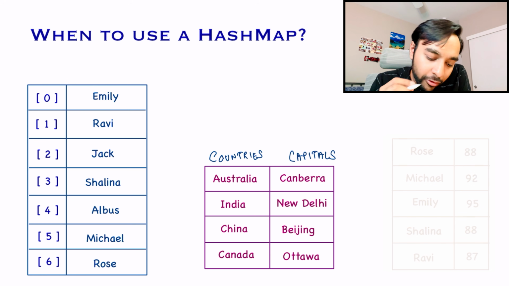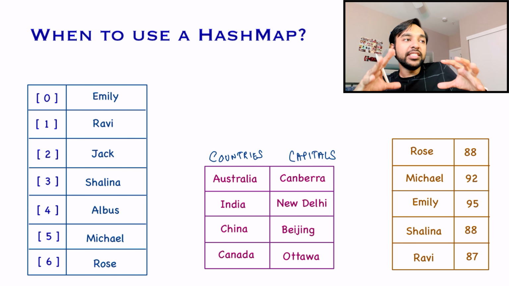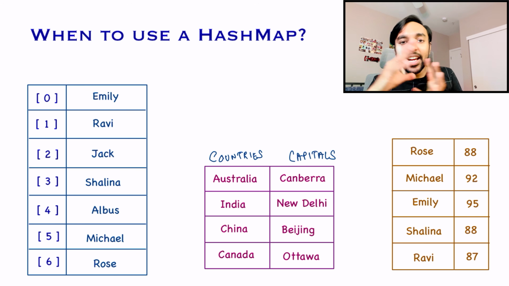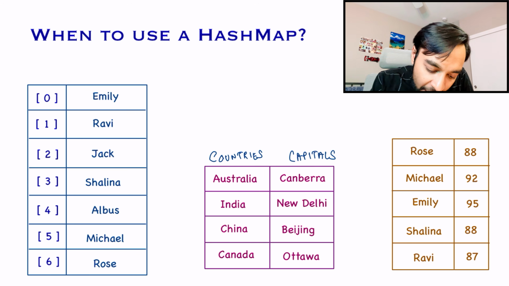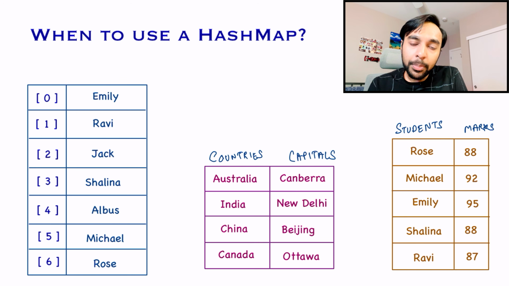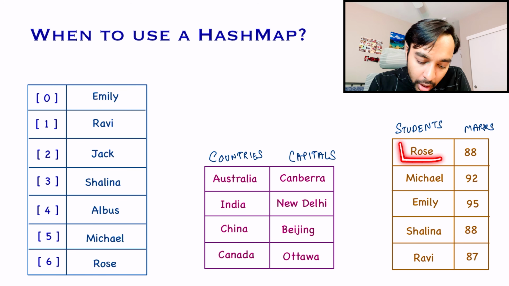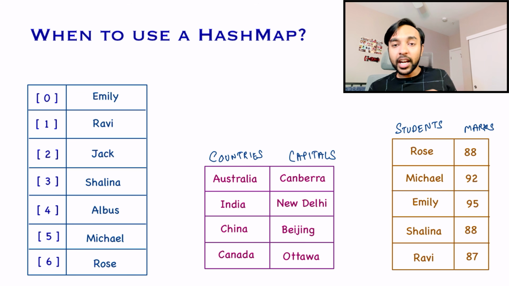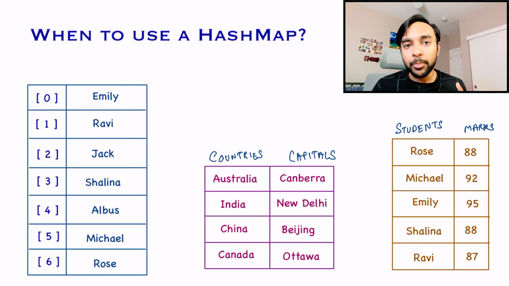So let us say I want to store all the students in a class and their marks. So I can have one more hash map. In this map, what we are storing is that Rose has 88 marks, Emily has 95 marks, right? So this is how the use cases of a hash map work.